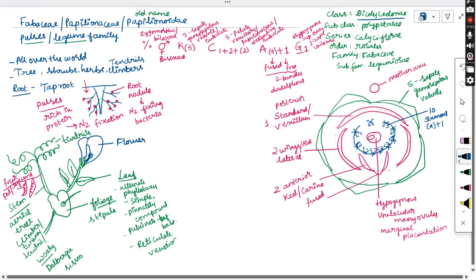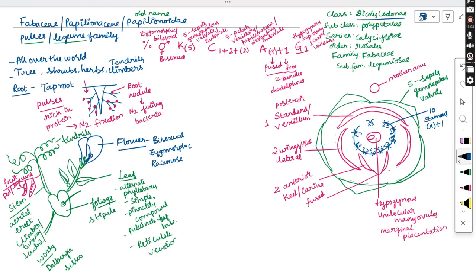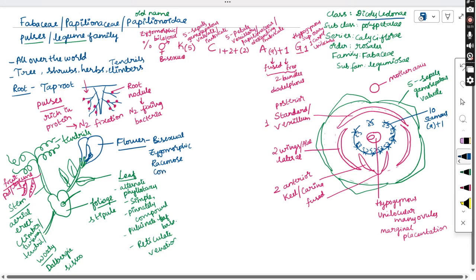So the flower coming under this family is bisexual, as we already described in the description, and it is showing the zygomorphic type of symmetry or the bilateral symmetry, and the type of inflorescence is racemose inflorescence. So the tip part is not occupied with the flowers, only the lateral side flowers are arranged. So that is racemose inflorescence. As both the male and female structures are present, this is a complete flower. As 5 petals are present, pentamerous flower.